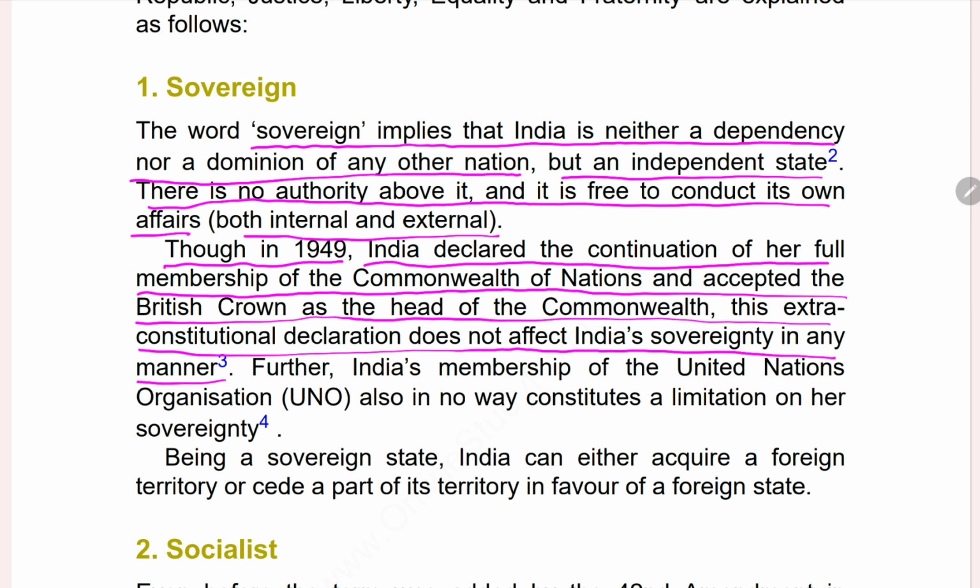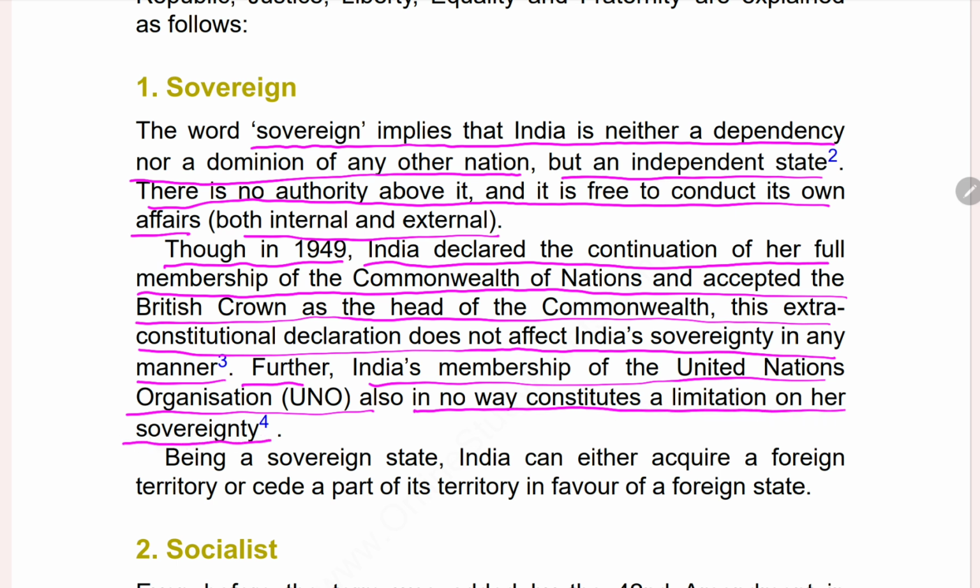So when India became free, in 1949, we agreed to accept the membership of the Commonwealth of Nations, but it doesn't mean that this will affect India's sovereignty, even though the British Crown is the head of the Commonwealth. We agreed to be a part of the Commonwealth, but it doesn't mean that India is not a sovereign country because of this. Further, India's membership of the United Nations Organization, UNO, also in no way constitutes a limitation on her sovereignty.